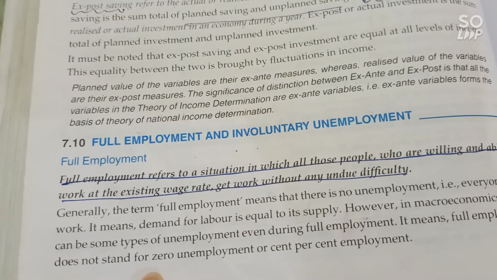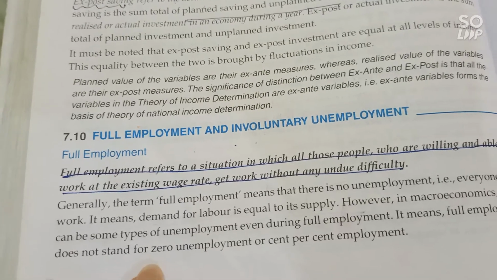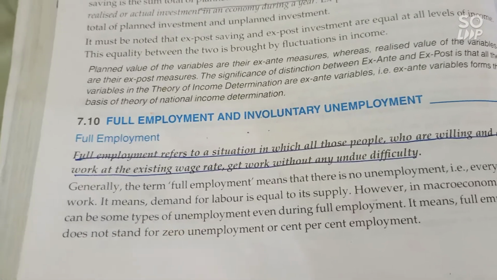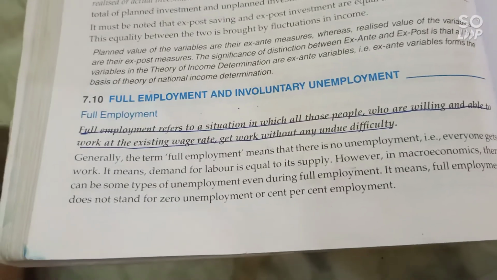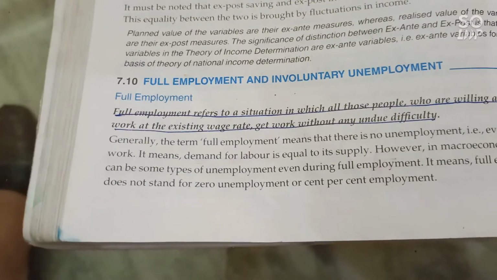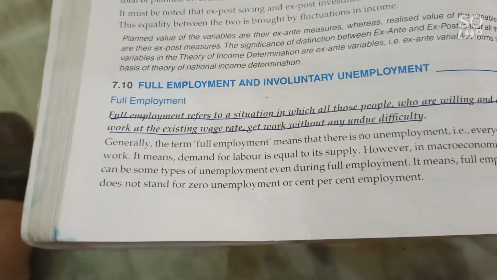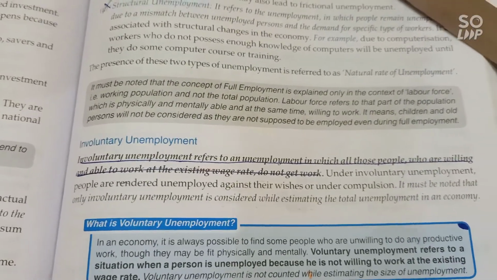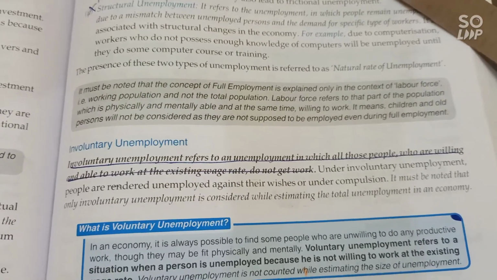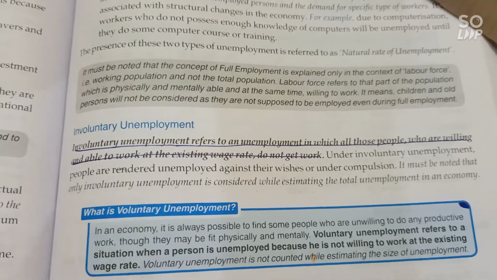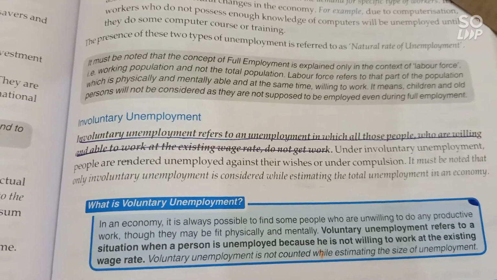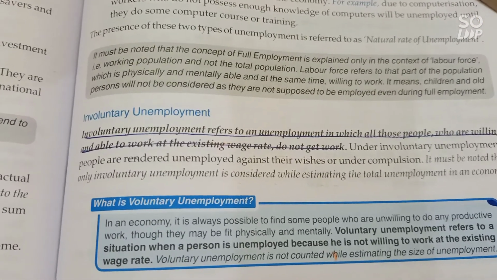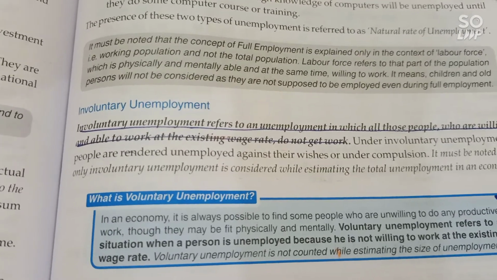Full employment doesn't mean that there is no unemployment. We may have some types of unemployment even during full employment. So full employment doesn't stand for zero unemployment and 100% employment. Clear? Involuntary unemployment refers to unemployment in which all those people who are willing and able to work at the existing wage rate are not getting a job. Clear? That situation is known as involuntary unemployment.